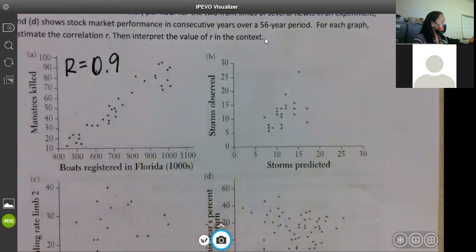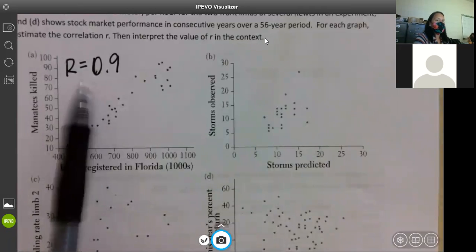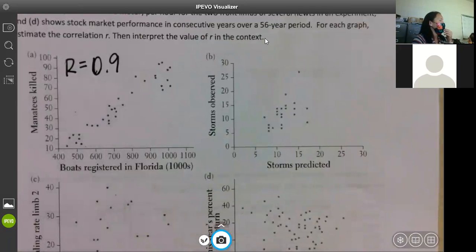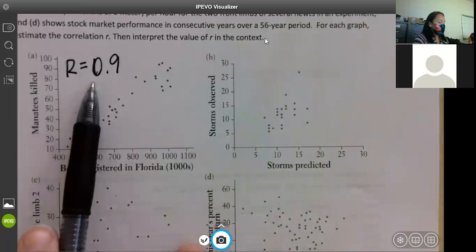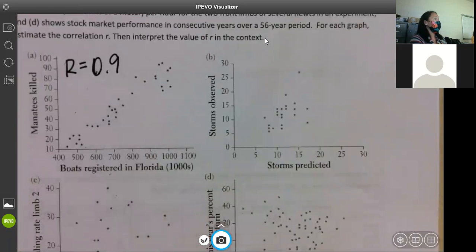All right, interpret R in the context of the problem. So this one is boats registered in Florida and manatees killed. I'm not going to write it down, but we're going to talk about them. There is a strong positive correlation between the number of boats registered in Florida and the number of manatees killed. Got it? So that is what you'd say on your test.